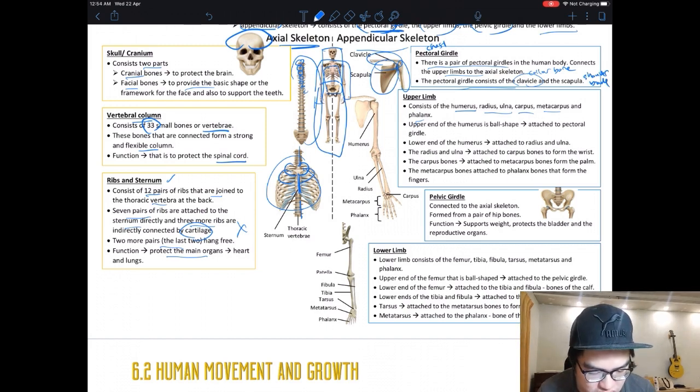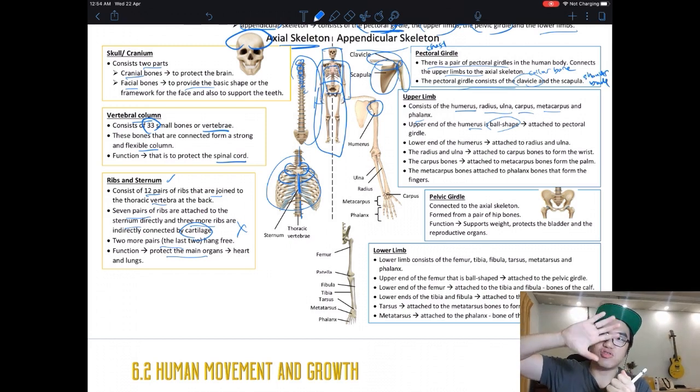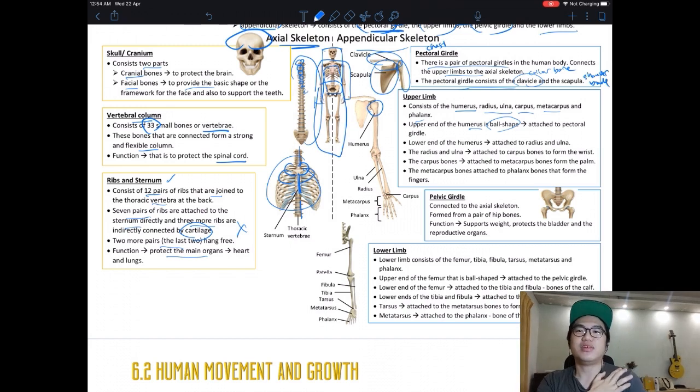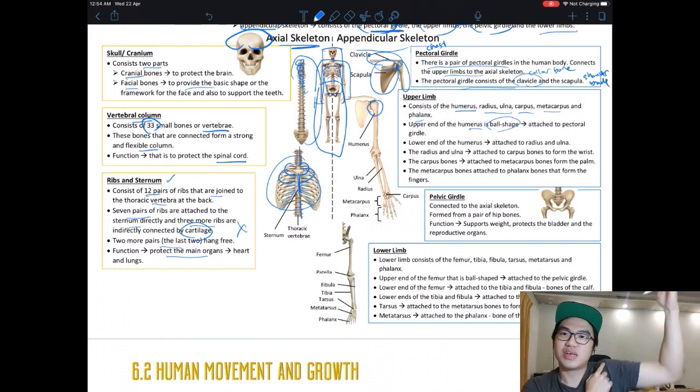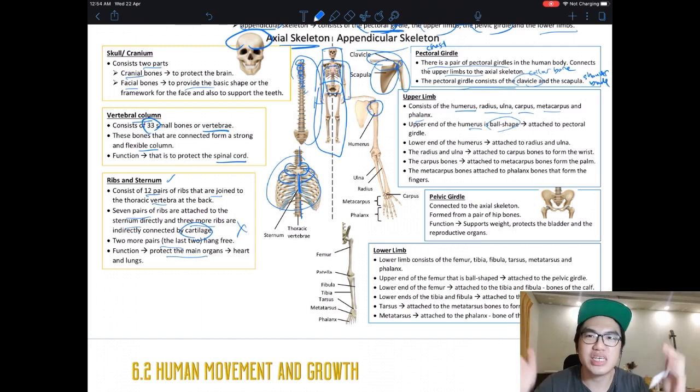This part is a ball shape. Can you see this is a ball shape? That's why this joint, we call it the ball and socket joint. This is your shoulder bone. This is your upper arm. So when you move your arm here, you are moving like this. That's why this joint is very flexible. Can you see? I can turn 360 anywhere.